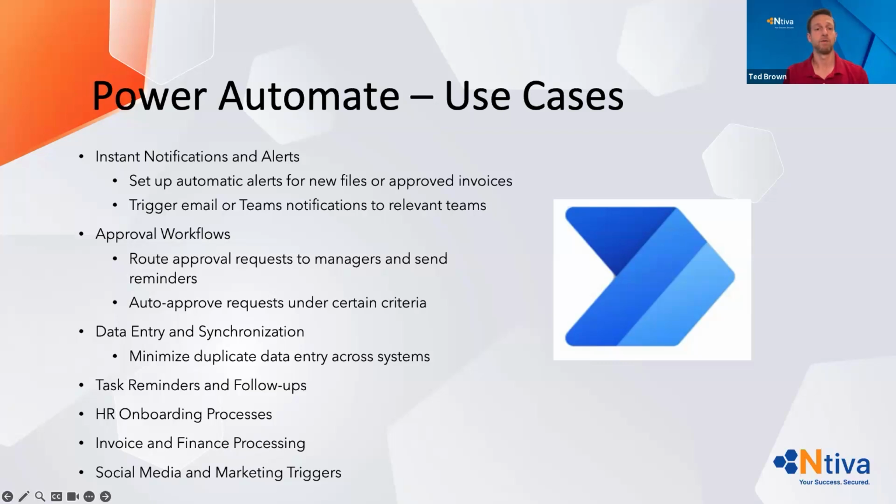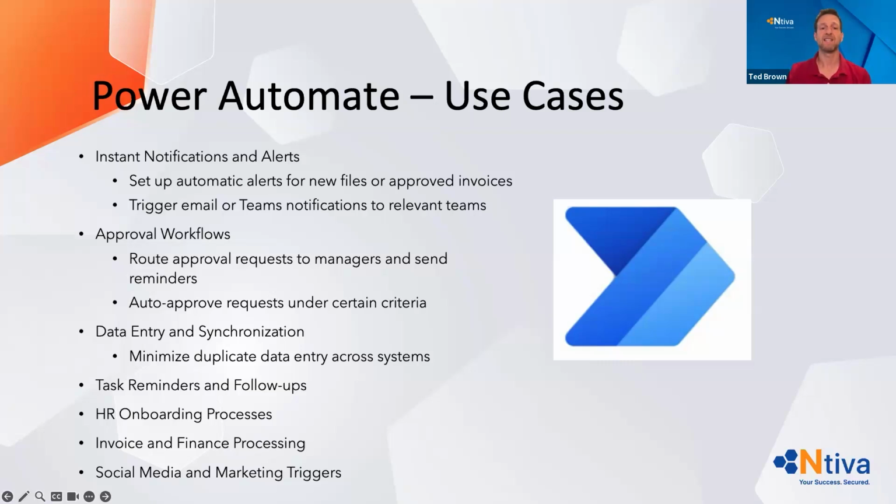Also, you can do data entry and synchronization. You can minimize duplicate data entry across systems. When a sales rep adds a new lead into CRM, Power Automate can automatically create corresponding records in SharePoint, in a list, or an Excel sheet, or notify the team. Similarly, a flow can keep two databases in sync. Example, you can update an Excel inventory whenever a SQL inventory changes.